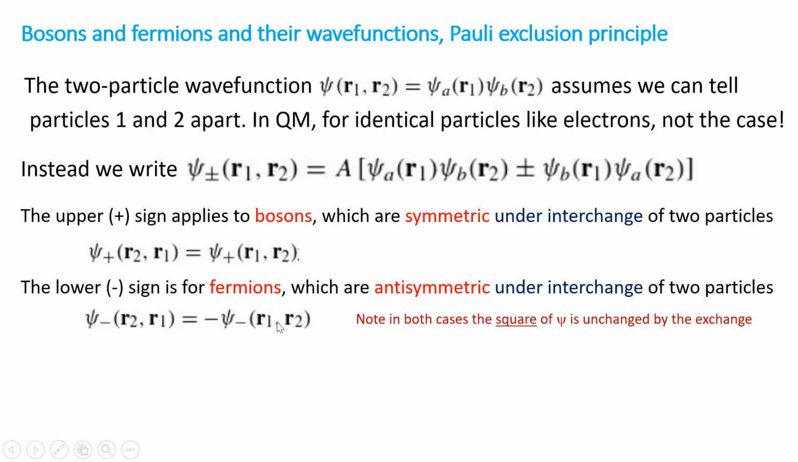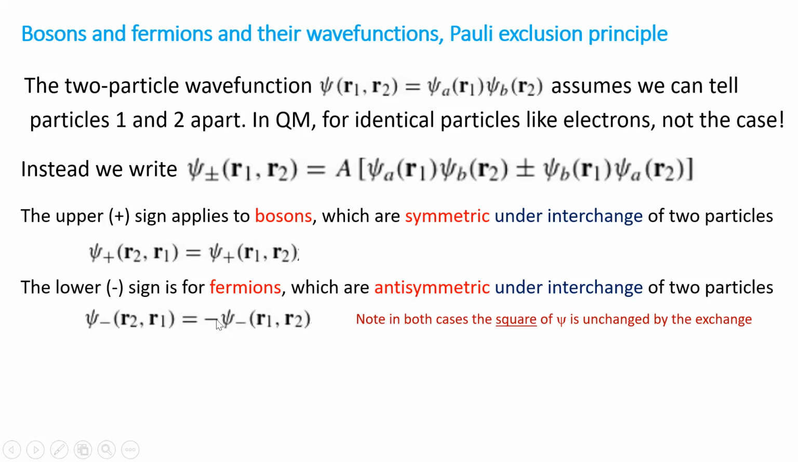Now note that in both cases, the reason we can do this, and it makes physical sense, is that the square of the wave function is unchanged by the exchange. If we exchange R2 and R1 here, we get the same wave function back again. So clearly psi plus squared doesn't change, which is the probability coming out of the wave function.